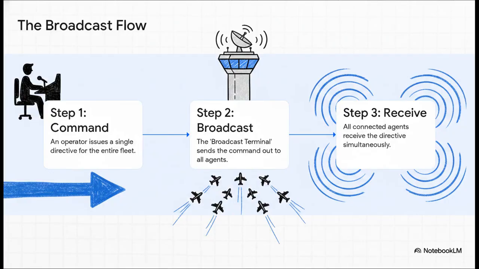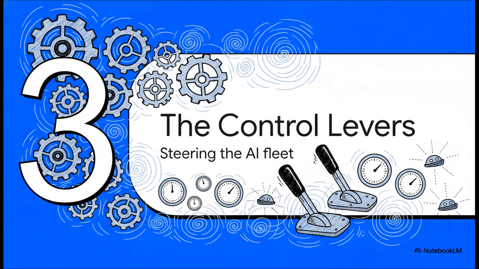So how does this manager talk to all its agents? It uses the broadcast terminal. The name itself is a giant clue, really. It's not a one-to-one chat. It's a one-to-many broadcast. A great analogy is an air traffic control tower. It doesn't talk to each plane individually, it issues a directive to all planes in its airspace at once. An operator issues a command, the terminal sends it out, and boom, every single agent gets the message at the exact same time.